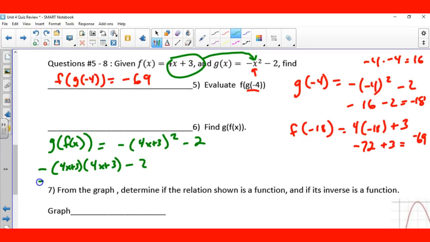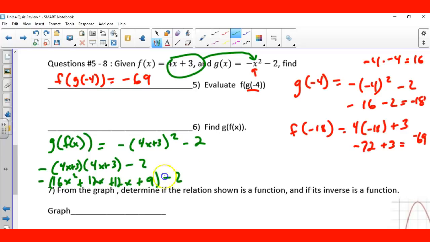You have 4x times 4x, that's 16x squared. 4x times 3 is 12x. 3 times 4x is 12x. And 3 times 3 is 9. We still have this negative out front, and it's minus 2 outside.